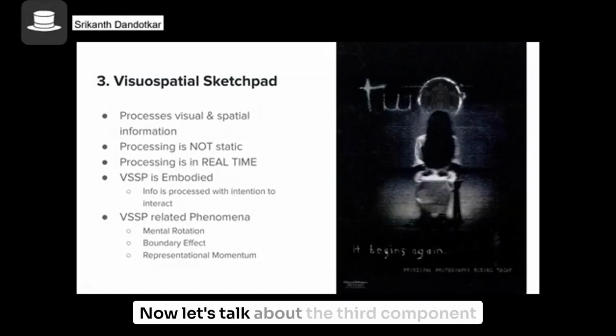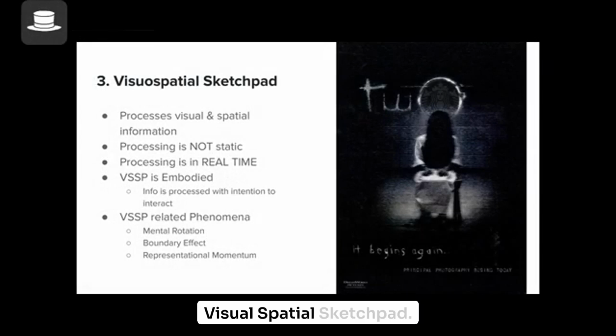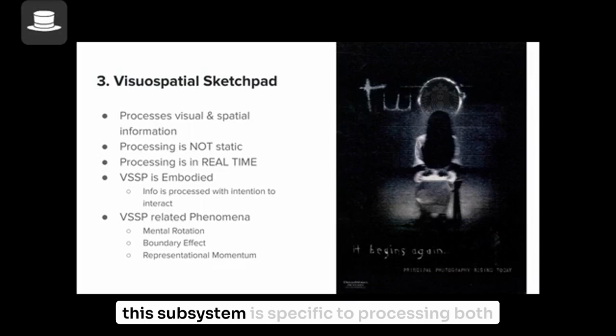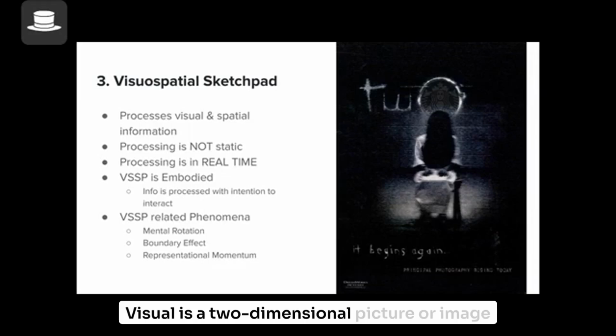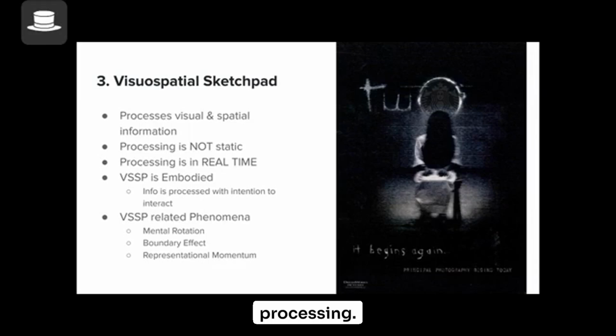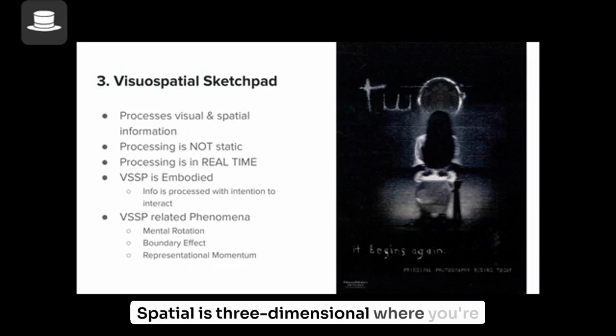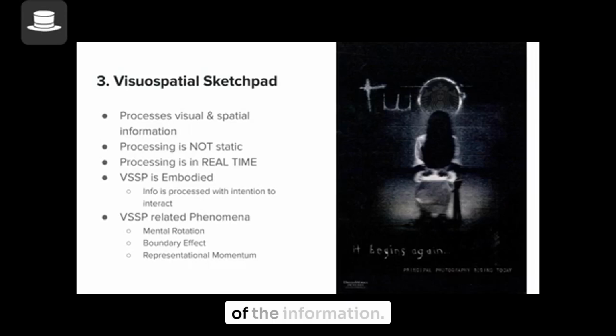Now let's talk about the third component, Visual Spatial Sketchpad. It's also called VSSP. This subsystem is specific to processing both visual and spatial information. That's why it's called Visual Spatial Sketchpad. Visual is a two-dimensional picture or image processing. Spatial is three-dimensional, where you're also taking into account the spatial aspects of the information.